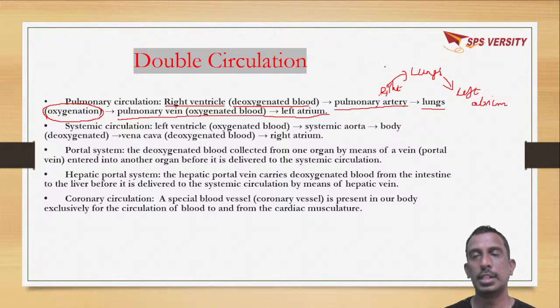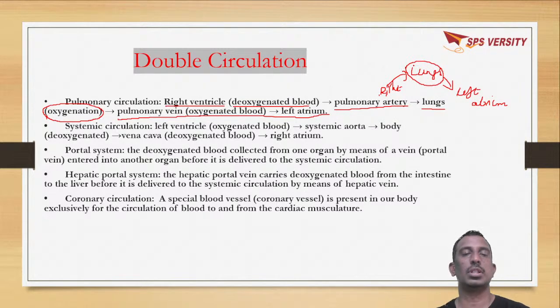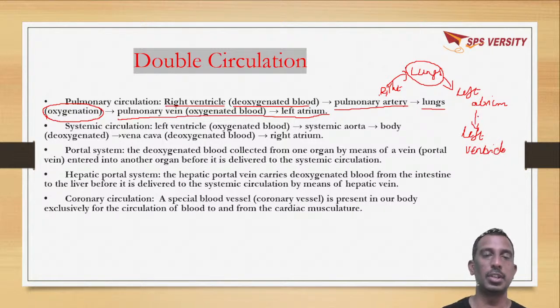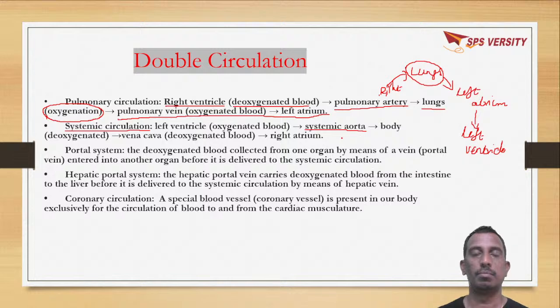Okay. So here the interesting aspect is, in the lungs the deoxygenated blood is transformed into oxygenated blood. Okay, now the left atrium has received the oxygenated blood. From this left atrium, the oxygenated blood reaches the left ventricle, where from the left ventricle the remaining part of double circulation starts, that is called systemic circulation. That is, the oxygenated blood from the left ventricle enters the systemic aorta and from the systemic aorta, the blood reaches different body parts.